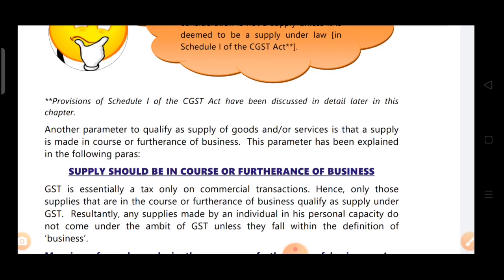There were three parameters for scope of supply. First one is that supply should be of goods or services. Second one is there should be consideration. Third one is in the course or furtherance of business. So the first parameter we have already discussed, supply should be of goods or services. Second parameter, supply should be for consideration, that also we have discussed. Third is supply should be in the course or furtherance of business.